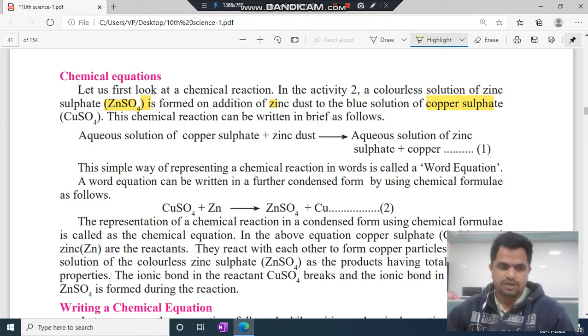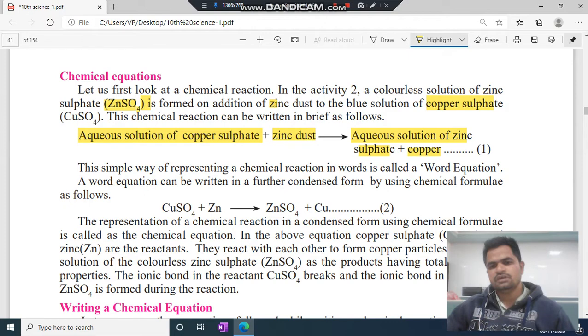Look at here. In word equations we can write: aqueous solution of copper sulfate plus zinc dust gives us aqueous solution of zinc sulfate plus copper. This is the word equation. This simple way of representation of chemical reactions is called a word equation. इसे हम word equations बोलते हैं.